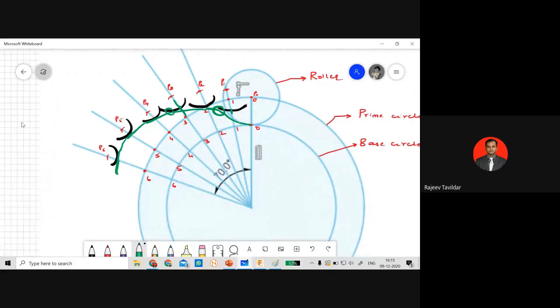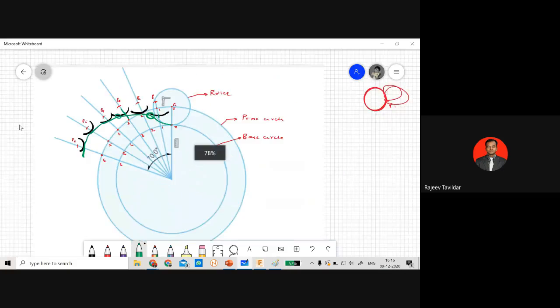Okay, in a similar fashion, you need to do it for the return stroke as well. I hope you will be doing this by yourself.